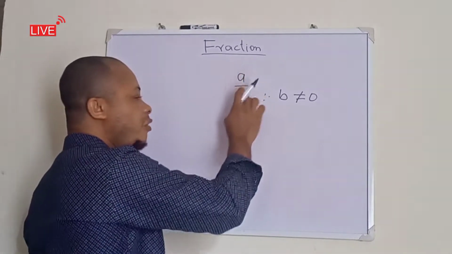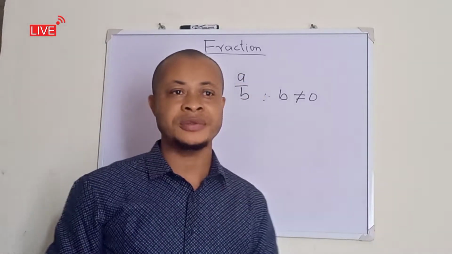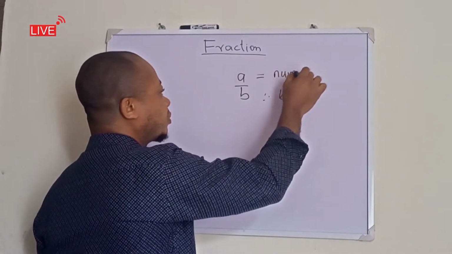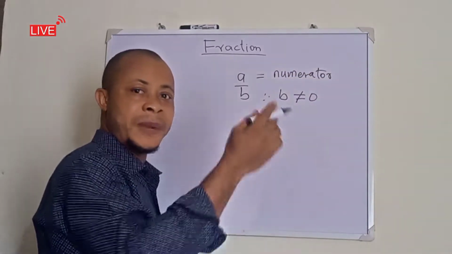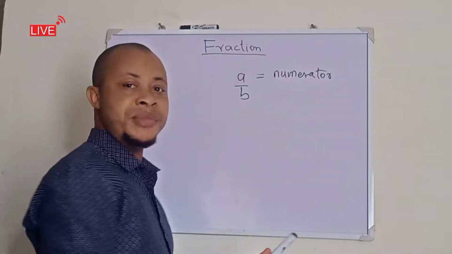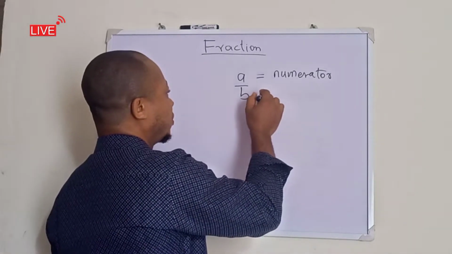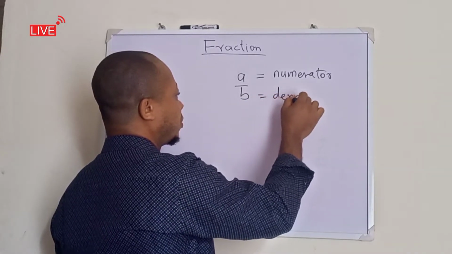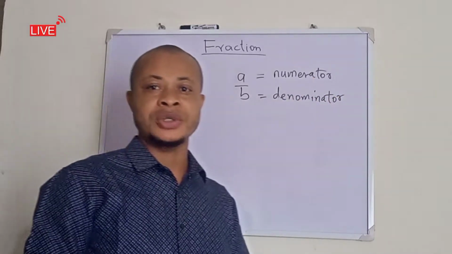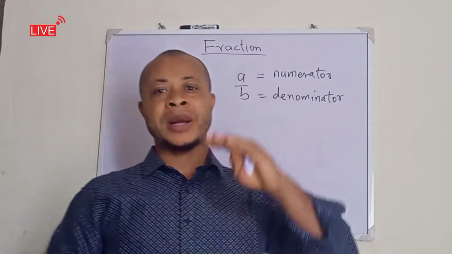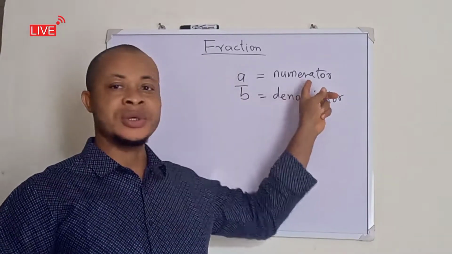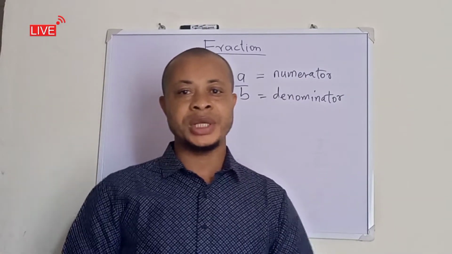Alright, so having said that, let me tell you other things you need to know about fraction. If I have a over b as the general format for fraction, a means the numerator, that is the upper part of the fraction, while b means denominator. So in a fraction, we have the upper part and we have the lower part. While the upper part is called the numerator, the lower part is called denominator.